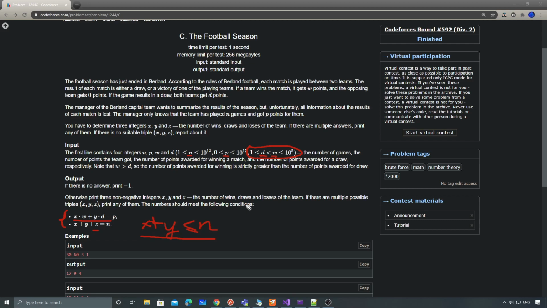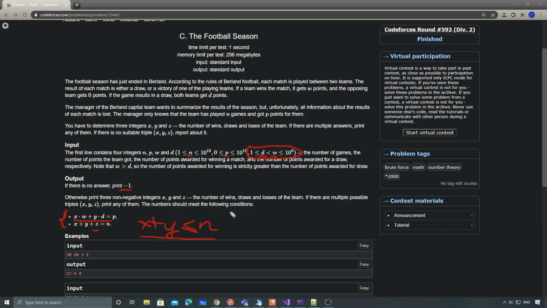So first things first, if there are multiple answers for x and y, we want to find the answer where x plus y is as small as possible. Because if we find that answer, we can simply use it to verify if the optimal answer has a total of games equal to or smaller than n. If it is, then we know we found the answer. Otherwise, if even the optimal answer has exceeded n games, then we know it's going to be -1.